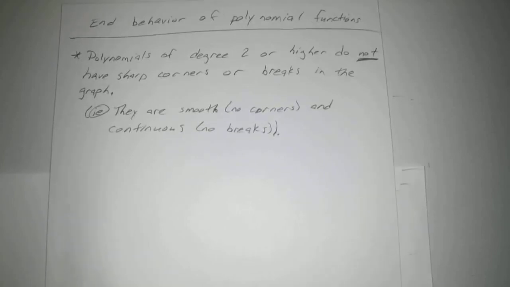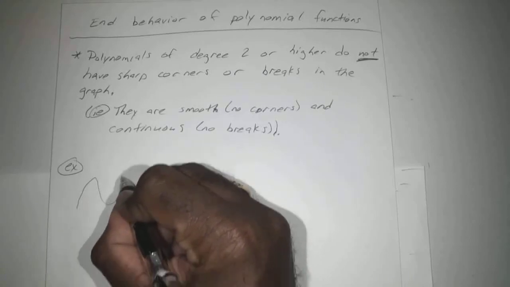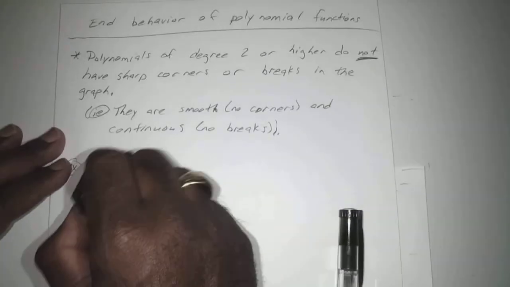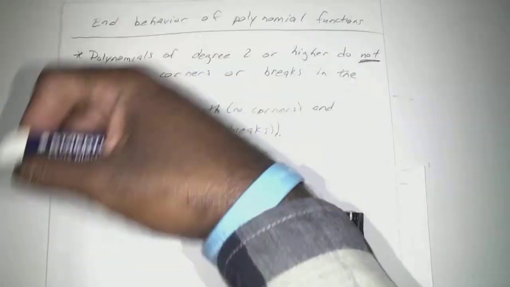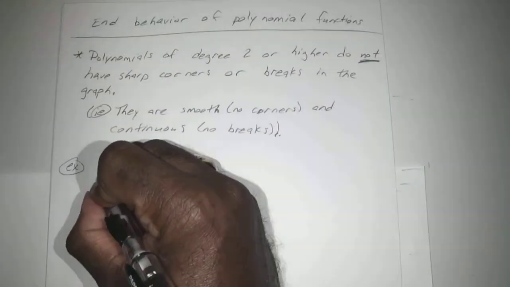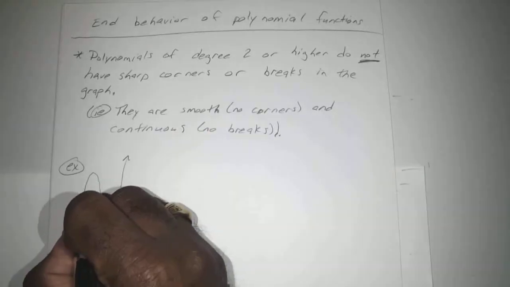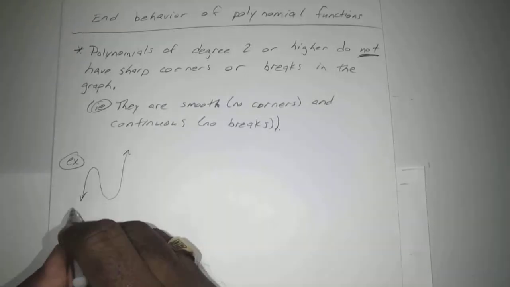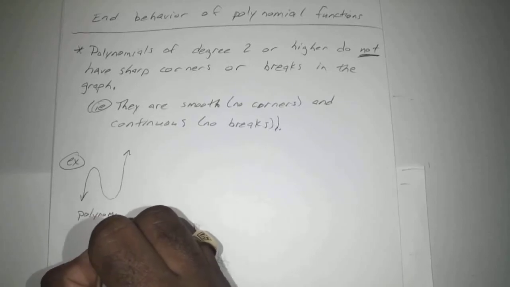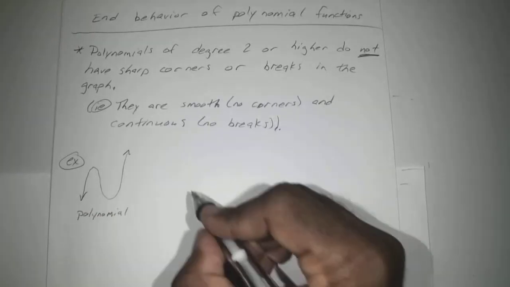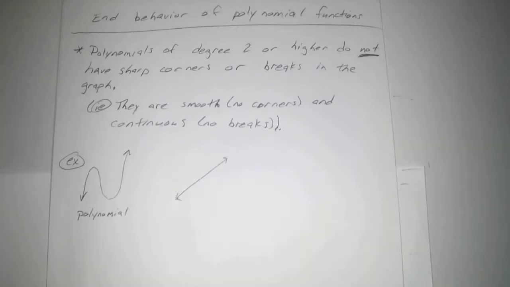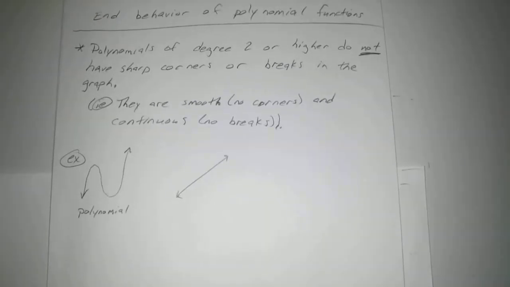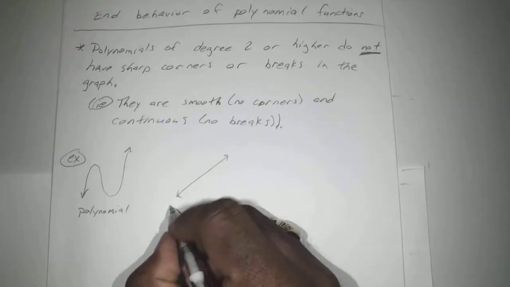Okay, so for example, let's say if you have, well, that should have been a smooth corner there. This graph here. Okay, it's smooth, it's continuous, there are no breaks, there are no sharp corners. So this is a polynomial. Same thing if you just had a linear graph. Smooth, no breaks, no sharp corners. This is also a polynomial.